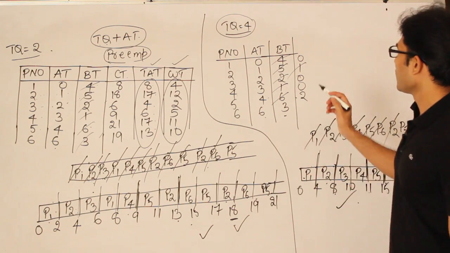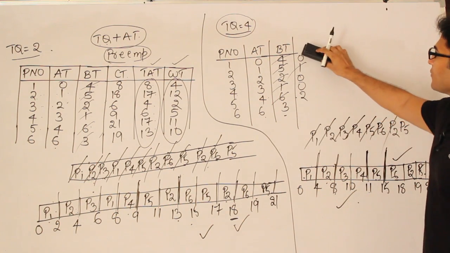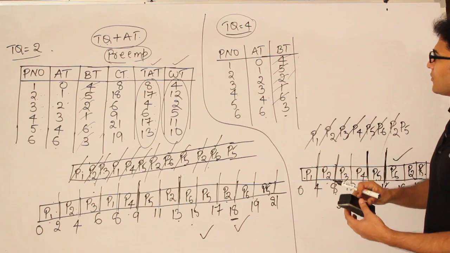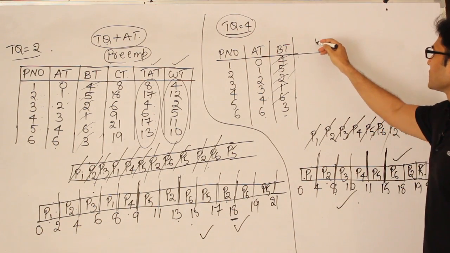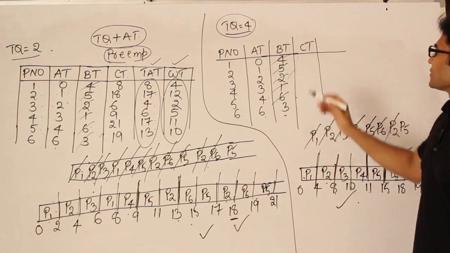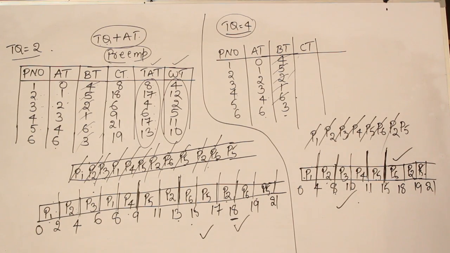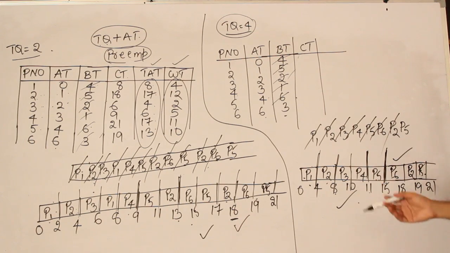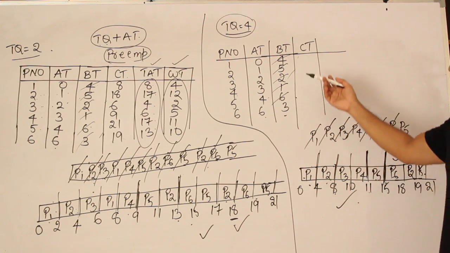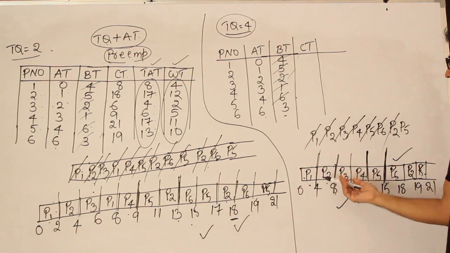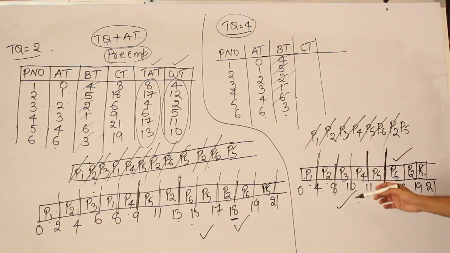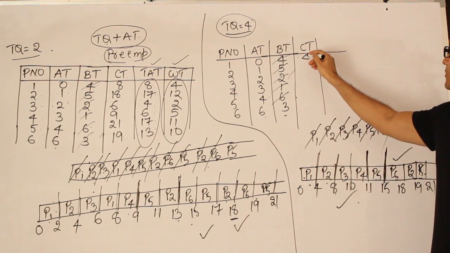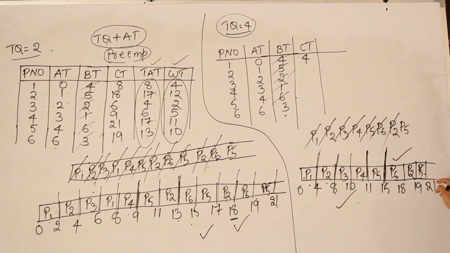Similarly you can find the completion time, the waiting time and the turnaround time. Let's see the completion times. When did P1 get completed? Look at the last time. P1 got scheduled only once, and that one time is enough because its burst time is 4 and the available time quantum is 4. Therefore completion time of P1 is 4 and completion time of P2 is 19.